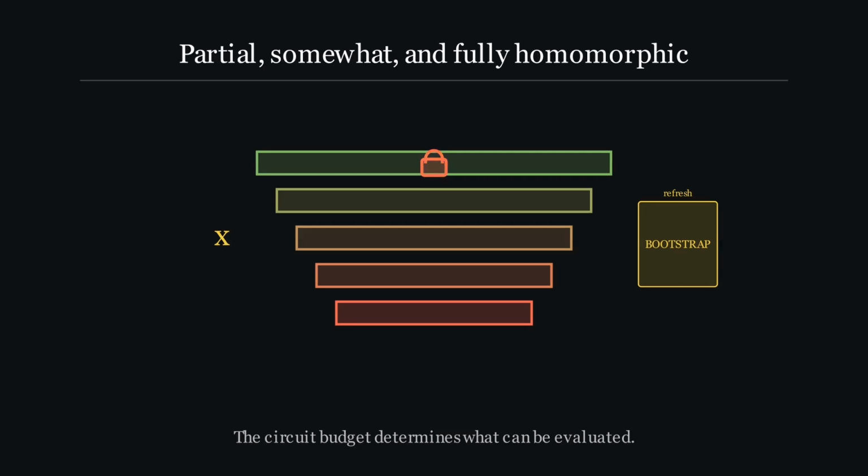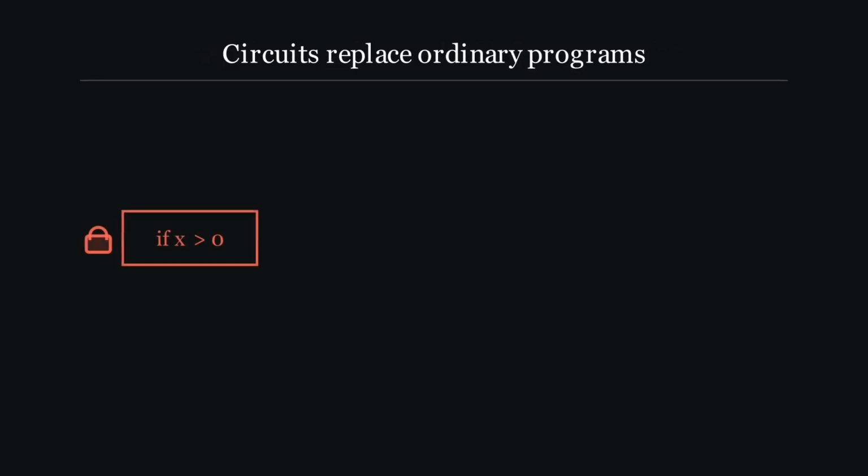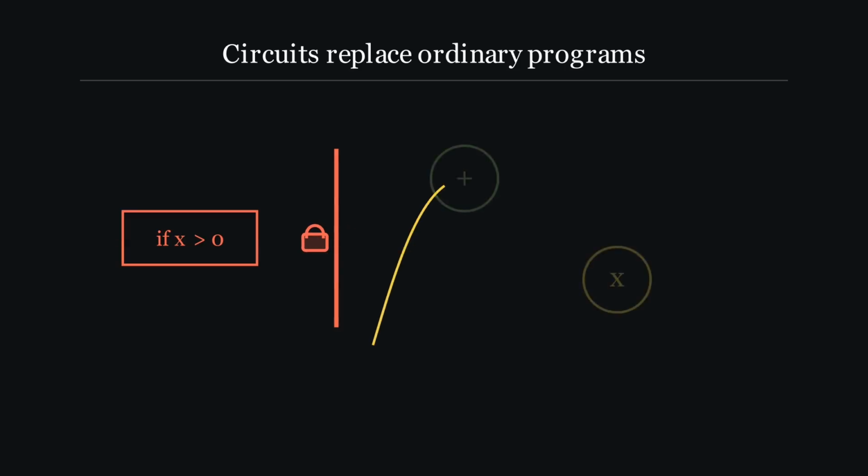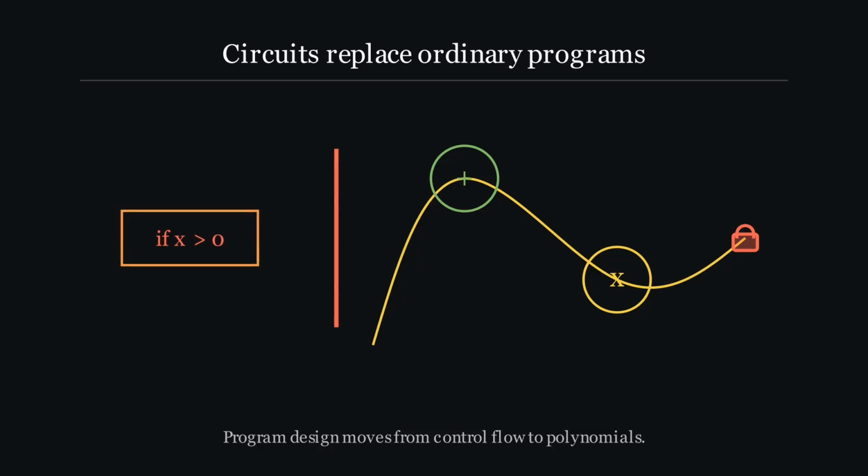Ordinary programs often branch after inspecting a value. The encrypted token cannot do that because the cloud does not know whether the hidden number is positive, larger than another number, or equal to a threshold. On screen, the token reaches the red if statement and stops at the wall.